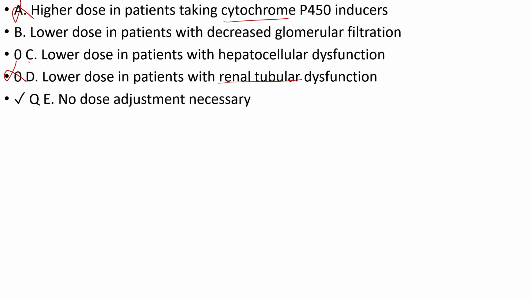Then B and D, lower dose in patients with decreased renal function. Again this is wrong because immunoglobulins are too large to undergo substantial filtration at the glomerular basement membrane, also known as the GBM, and they are not secreted by the renal tubules. Therefore, renal dysfunction does not significantly affect monoclonal antibody clearance.